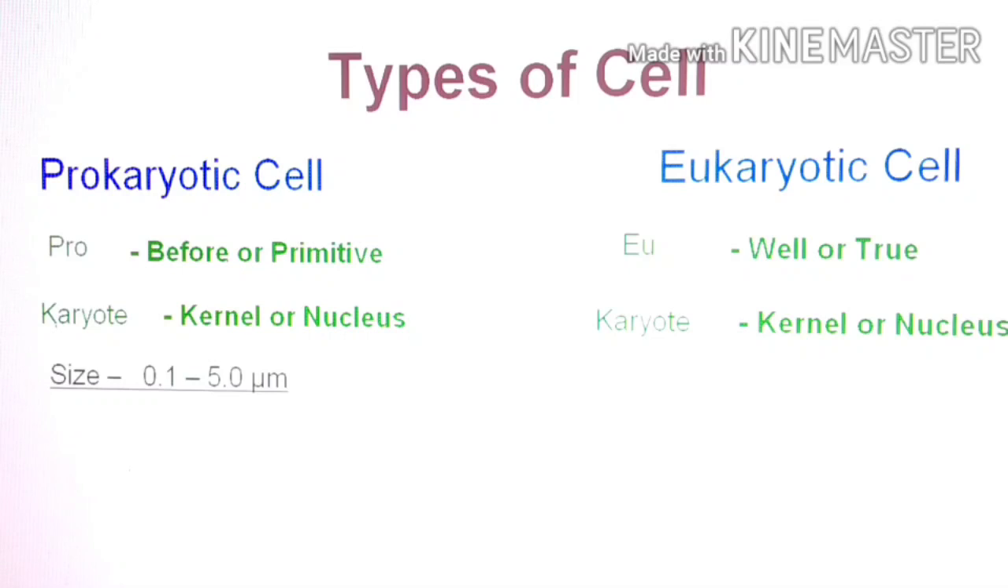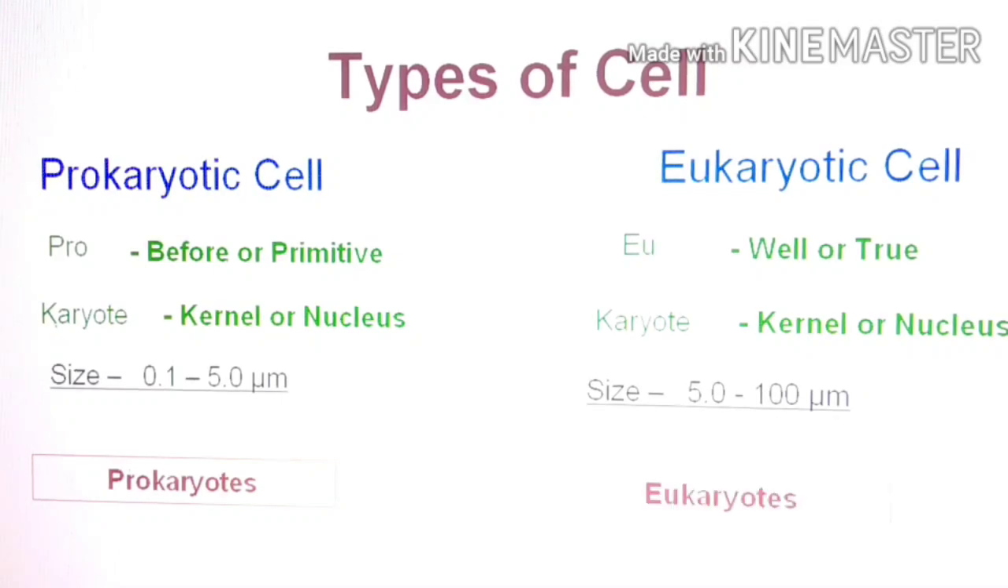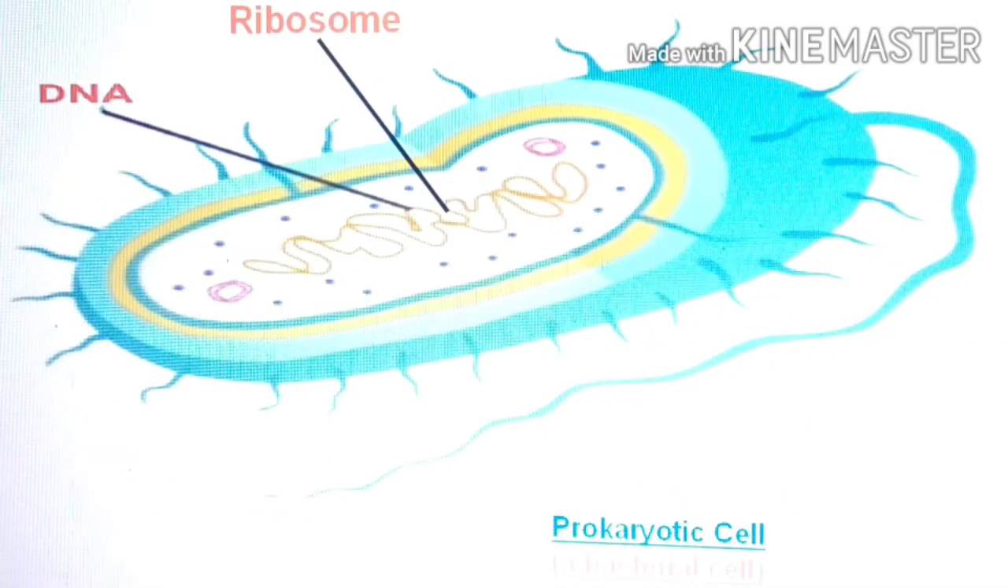Whereas in the eukaryotic cell, the size of the cell is 5 to 100 micrometer. So my dear friends, the organisms that are made up of the prokaryotic cells are called prokaryotes, and the organisms that are made up of the eukaryotic cells are called eukaryotes. And now let's begin with the cell structure.